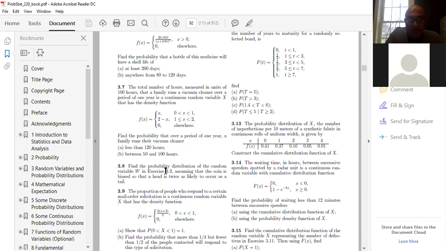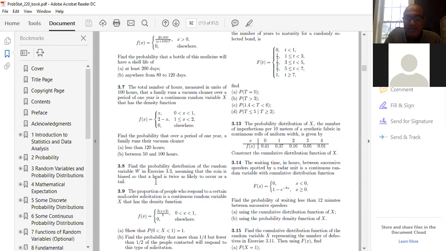It says find the probability distribution of the random variable W in the previous example 3.3, which I just read. So now we would like to define the probability distribution of the random variable, assuming that the coin is biased so that the head is twice as likely to occur as the tail. Again 2 and 1. So 2 times head and 1 time tail, something like that, right? That is 3.8. So here we are going to find the probability distribution of the random variable W, assuming that for the same example, the coin is biased so that head is twice as likely to occur as a tail.